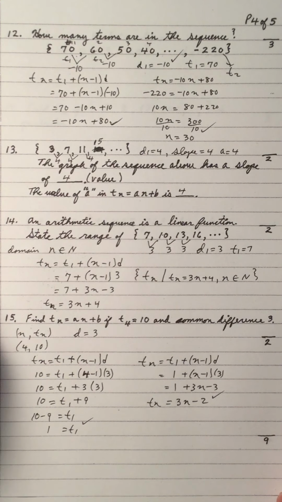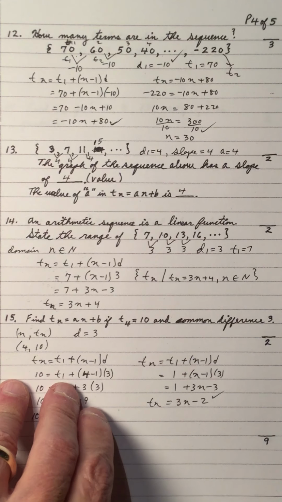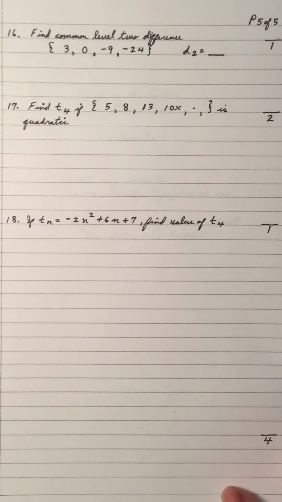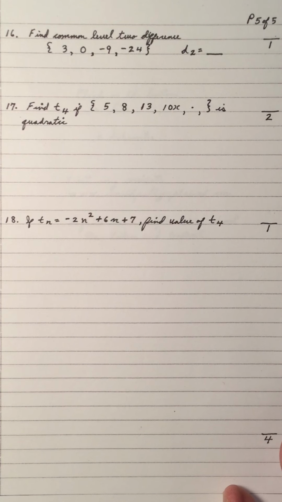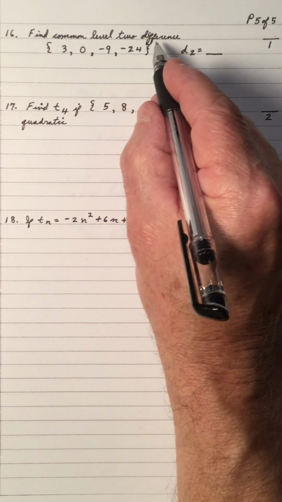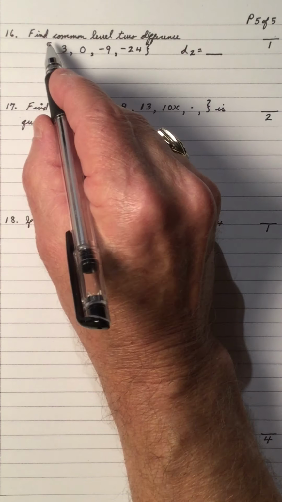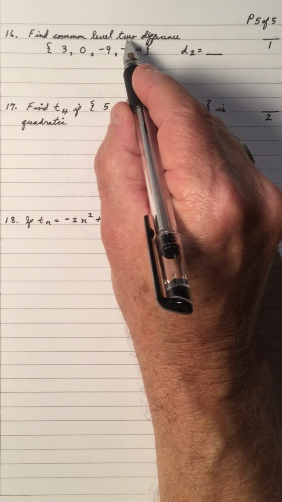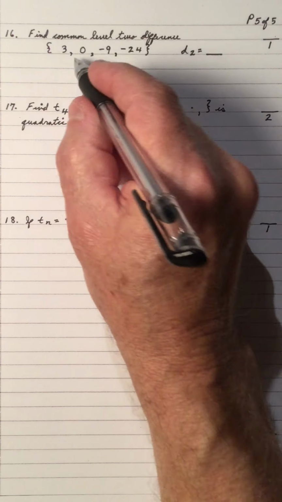So that's 9 on that page totaling. Total of 9. Hopefully everything is going well. And we have a few more to do to finish off the first up to the 9th video. Find a common level 2 difference. I don't know where I say 1 at, but that's my brain working.